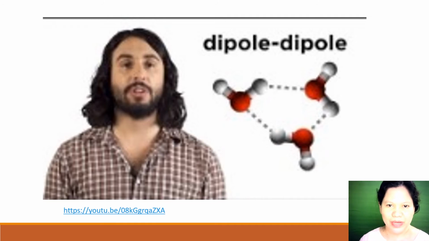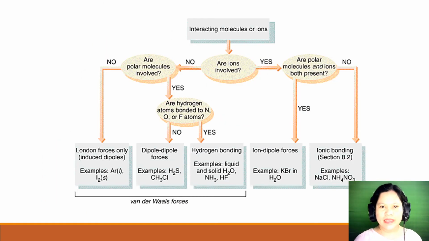Now, after watching the video clips, it is clearly explained there how the different intermolecular forces of attraction happen. So, to sum up the intermolecular forces of attraction, let's proceed to the next slide. This is a diagram that will help you identify whether the given set of molecules involves dipole forces or London forces, hydrogen bonding or ion-dipole forces, or ionic bonding.